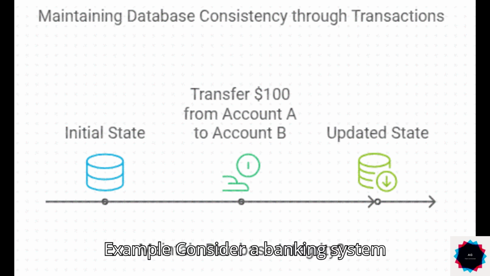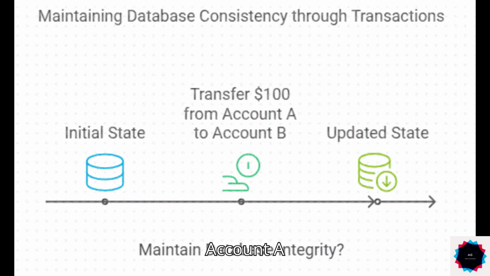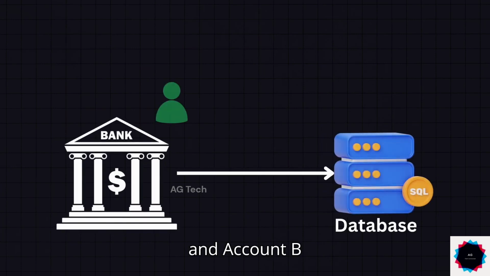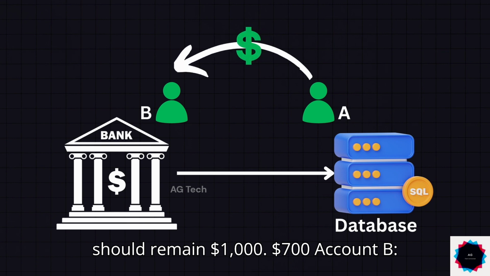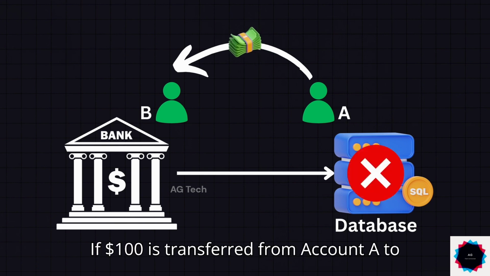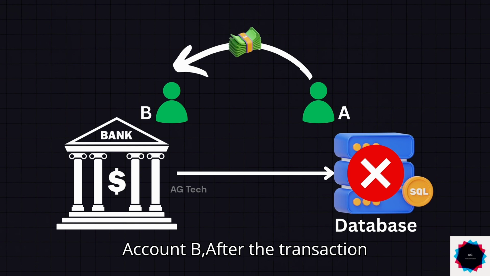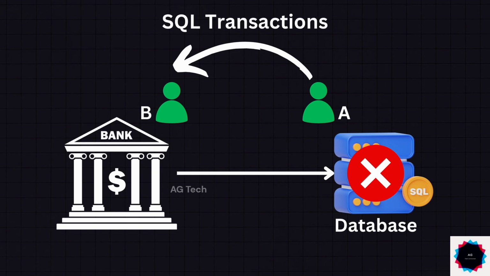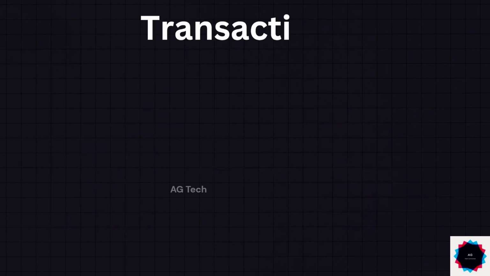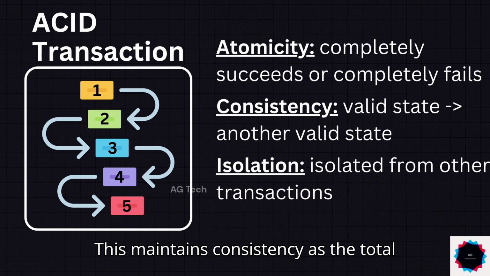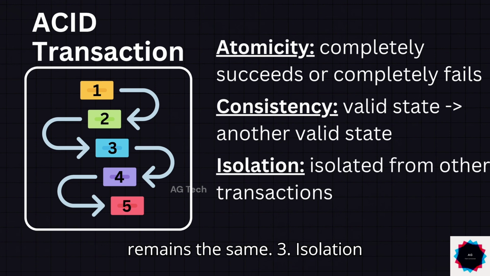Example: consider a banking system where the total balance of account A and account B should remain $1,000. Before a transaction, account A, $700. Account B, $300. Total, $1,000. If $100 is transferred from account A to account B. After the transaction, account A, $600. Account B, $400. Total, $1,000. This maintains consistency as the total balance before and after the transaction remains the same.